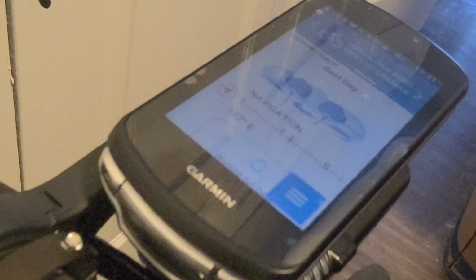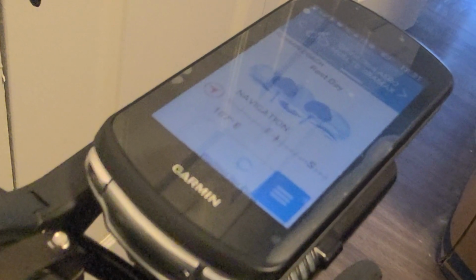Would I get this if my other 1030 didn't crash? No, I would just keep the 1030. But now that I've got it, I guess I'm going to use it.